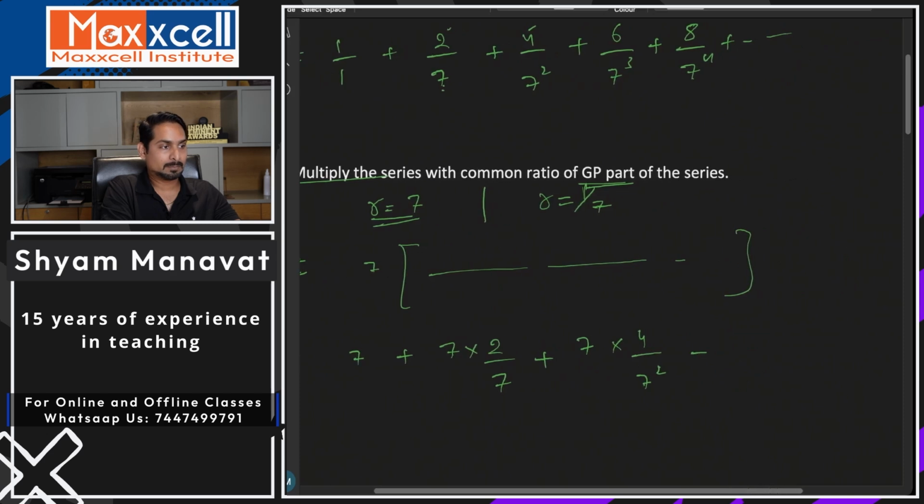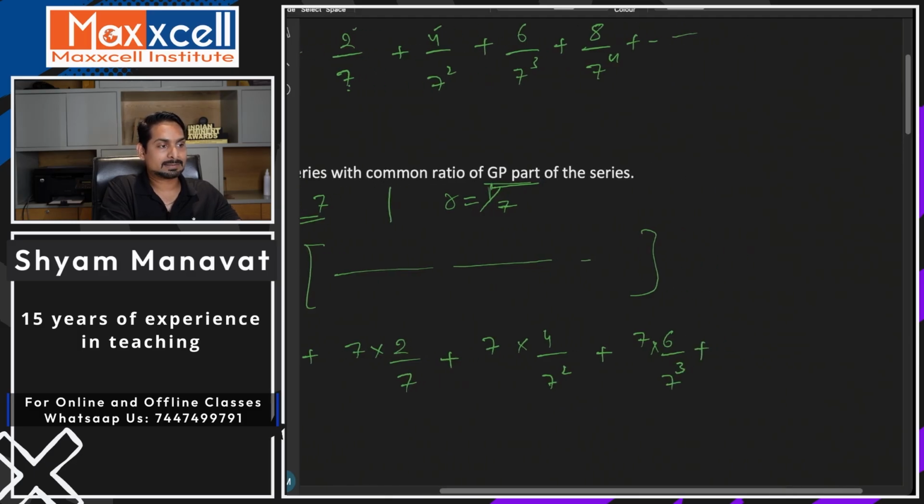This is the first question of this type which we are solving, so I am writing all these steps, though you can skip this step. This step is extra, just for me explaining to all my dear students. 7 multiplied by 8 by 7 to the power 4, and it goes on.